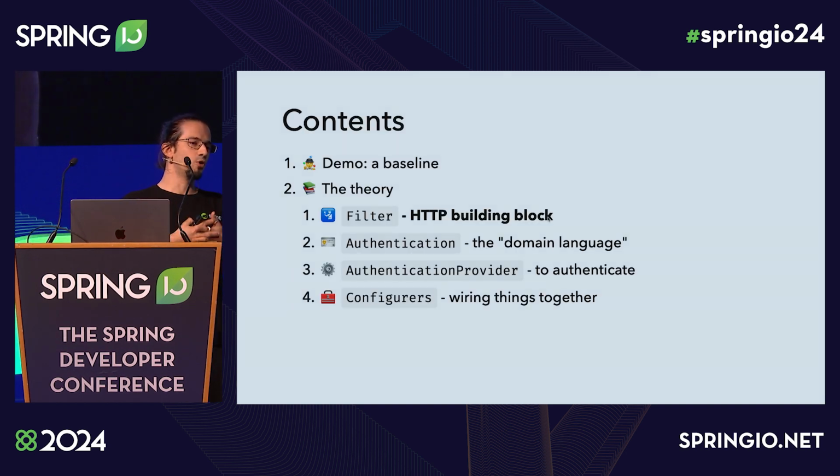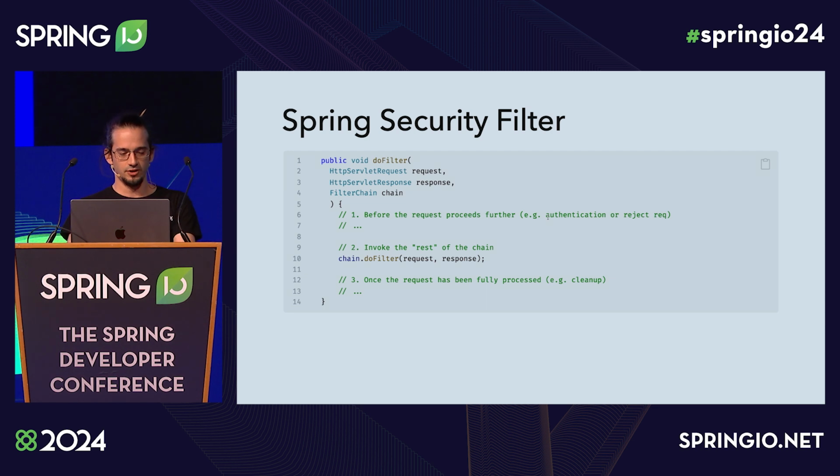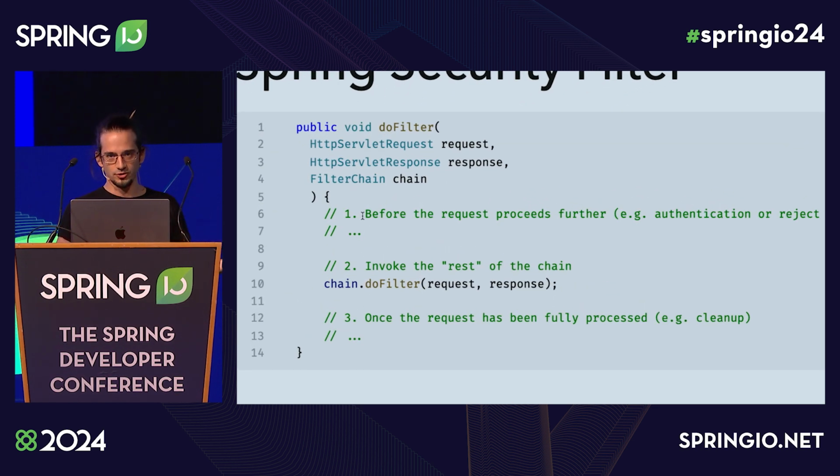So the question now is, what does Spring Security use to provide all of these features that I've shown you? The first, the most important building block, is the filter. It's the thing that allows you to interact with HTTP requests and responses. So it has an interface, and it has one method that's called doFilter. It takes the request object, the response object, and the filter chain. Remember the security filter chain we've seen.